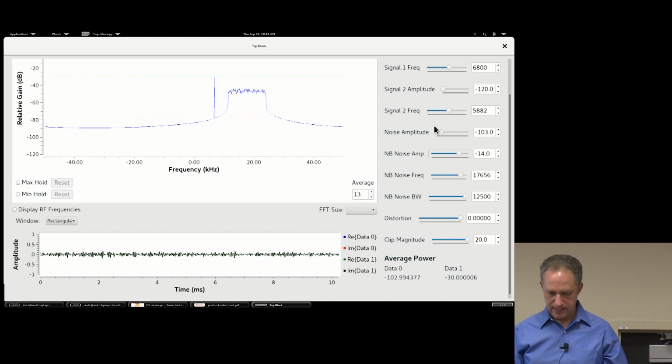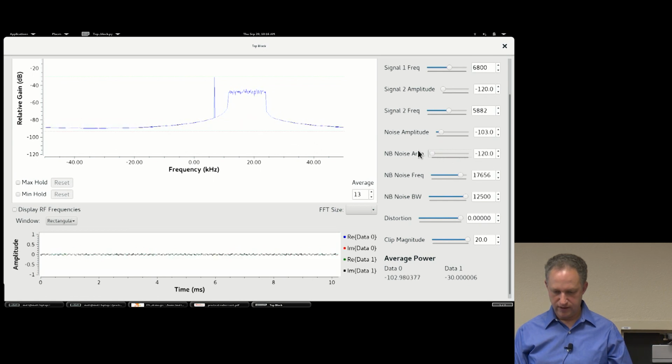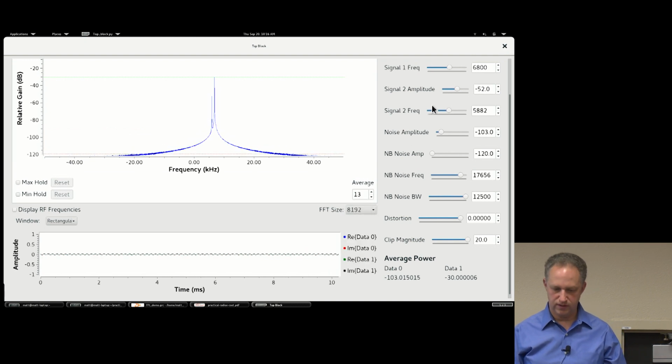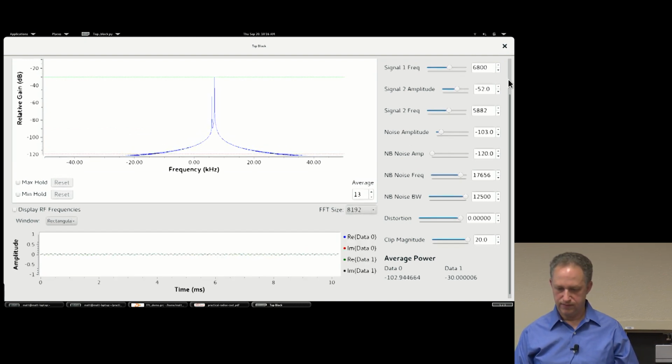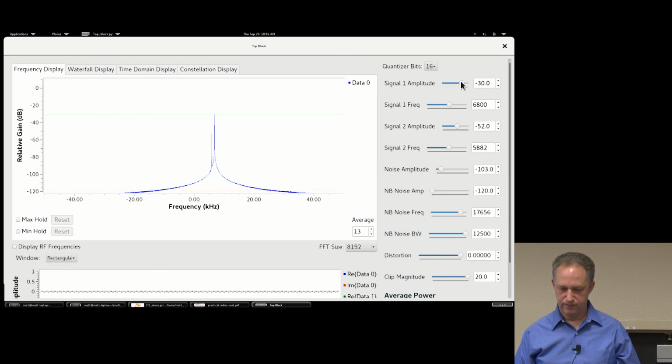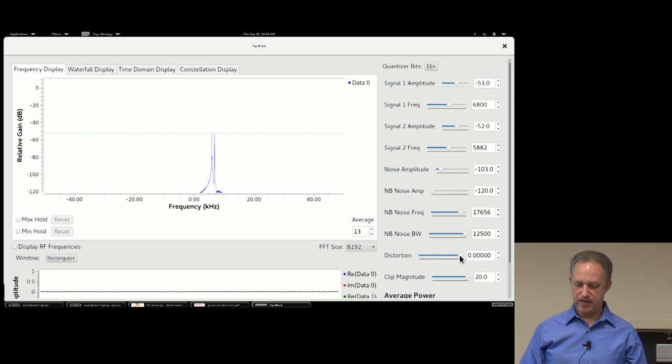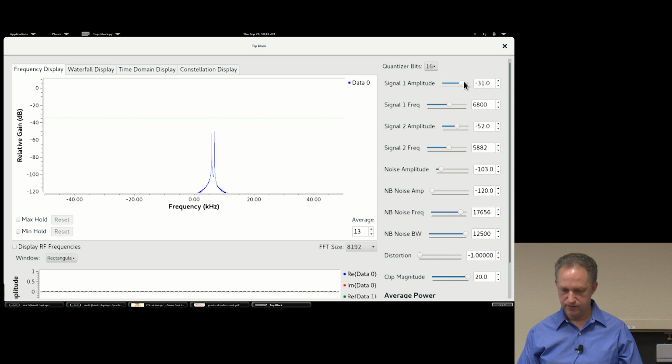Okay, so now let's turn off that narrowband noise, and let's add a second sine wave. I'm going to go to more FFT bins here. Okay, so now we have our classic two-tone test that Robin was showing us before, and this is without distortion. Now when we add some third-order distortion, we'll see those side lobes pop up. I've got to add more power to these.